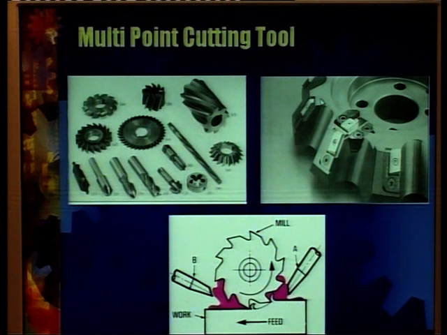But in this case we can use inserts, so that after machining, when the edges have become blunt and need to be replaced, we need not replace the whole cutter. We can replace only these edges, which are mechanically held into the body of the main cutter using some mechanical means.